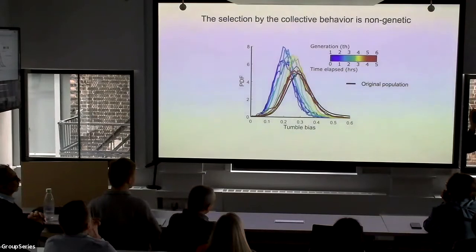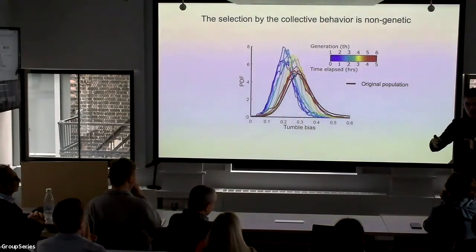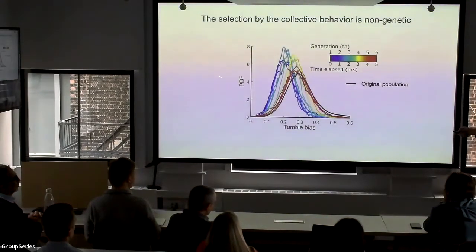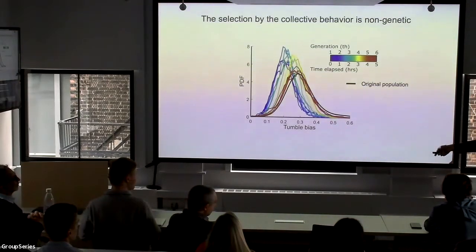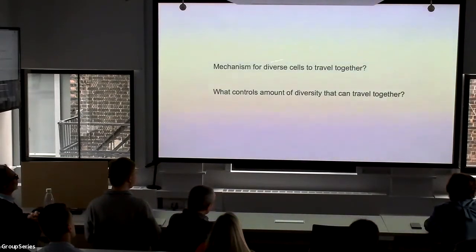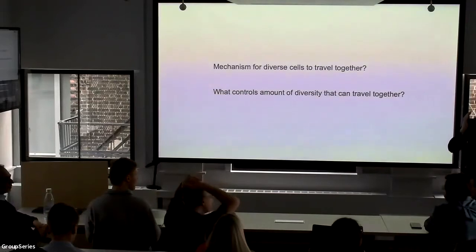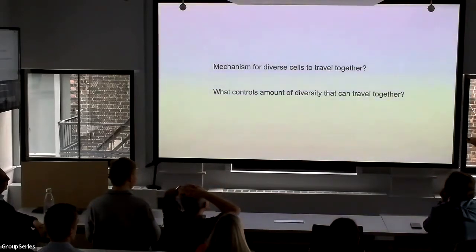You have a certain set of phenotypes, some are eliminated, you get only those guys, then you let them grow and you recuperate the original distribution, okay? And the time scale to recuperate this is much longer than the duration of the experiment, which takes about 20 minutes. So now, what is the mechanism for the diverse cells to travel together? Because there's still quite an amount of diversity in the red group. And what controls the amount of diversity that can travel together? Those are the two questions we wanted to ask.